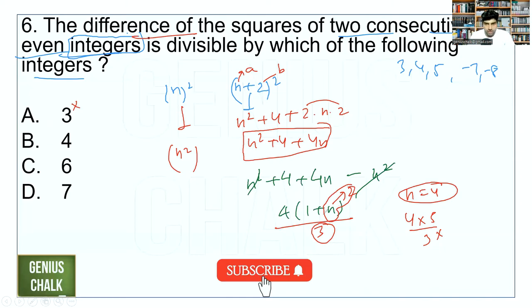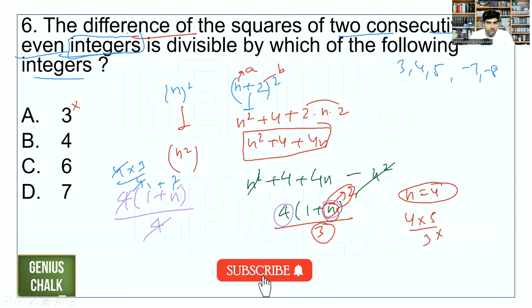Right. So now let's check for 4. You take any value of n here, and it is always cancelled by 4. See, this is 4 into 1 plus n. If you divide it by 4, whatever value of n you take, it will always be divisible. You take n as 2, so this is 4 into 2 plus 1, 3, and the 4 is cancelling.